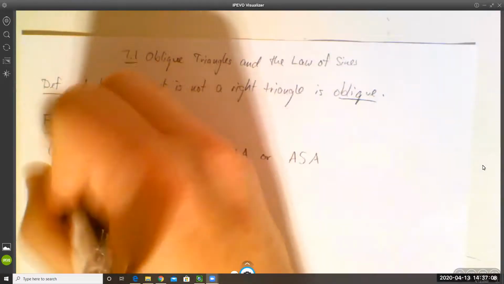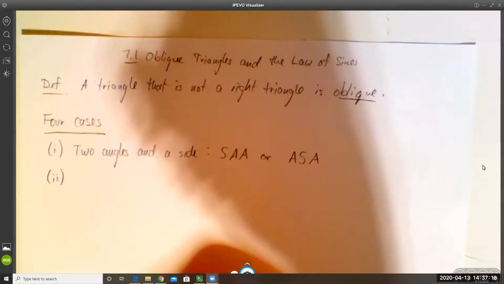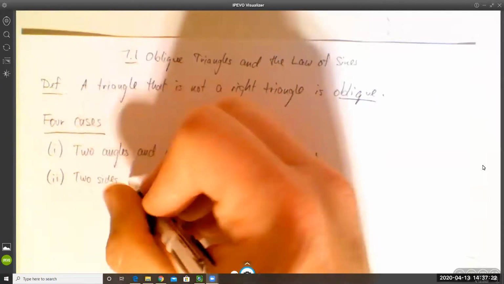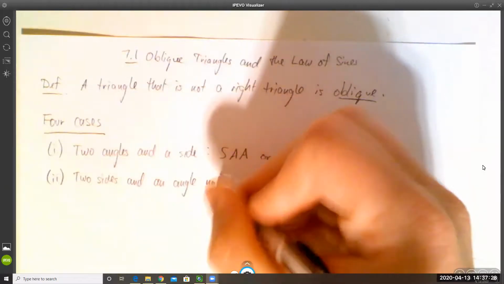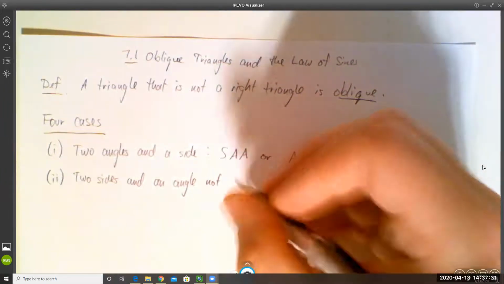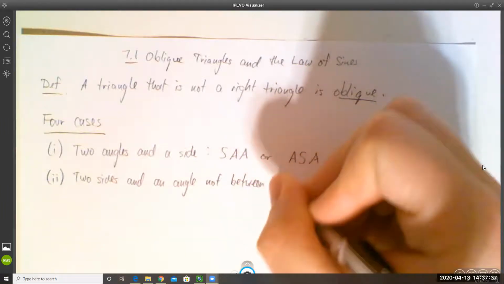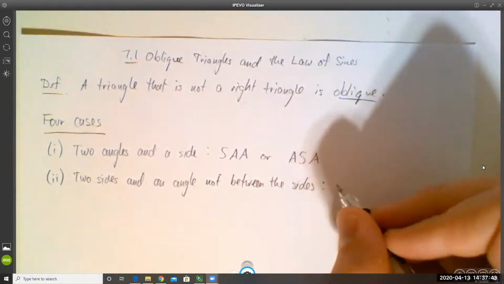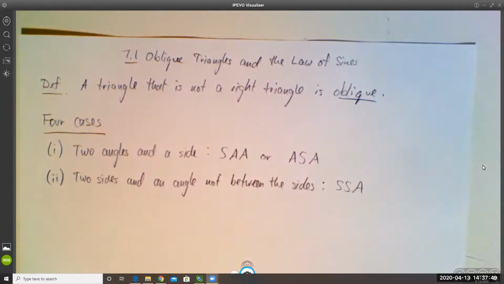Second case is that you're given two sides and one angle not included between the two sides. So you're given two sides and an angle not between the sides. And so what I'm trying to express is you'd be given side, side, angle, right? So you'd be given the side, side, angle case.